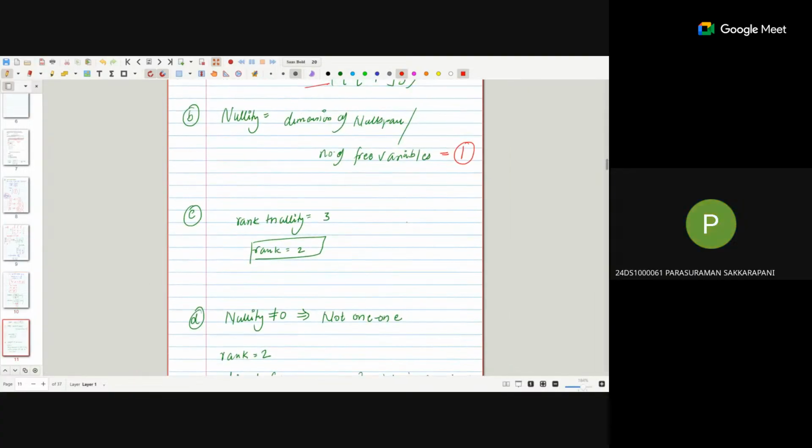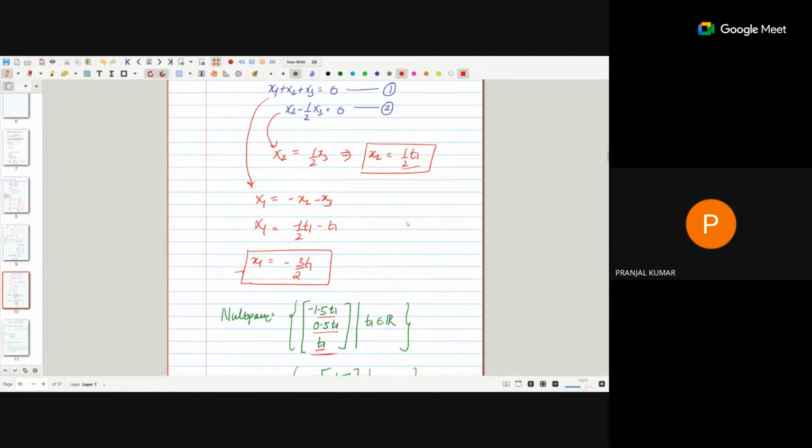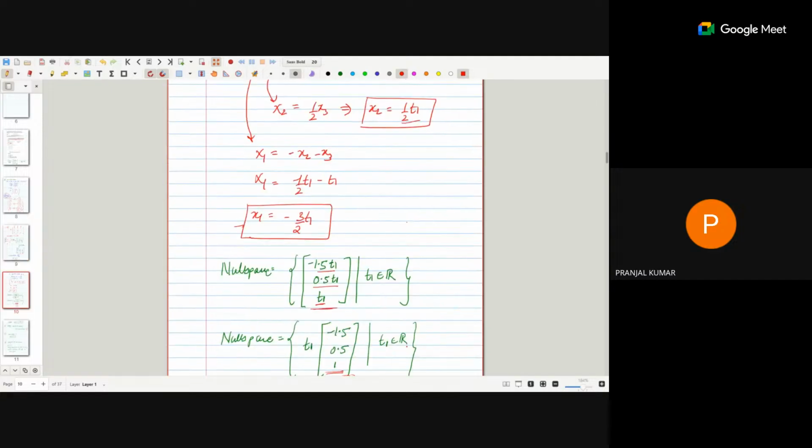Sir, can you please tell from the null space how we can say nullity is equal to 1? You can see it here also. There is only one vector present here, so it will be 1. The other way to see it is that this column is missing a pivot and there is only one such column. So nullity is 1.